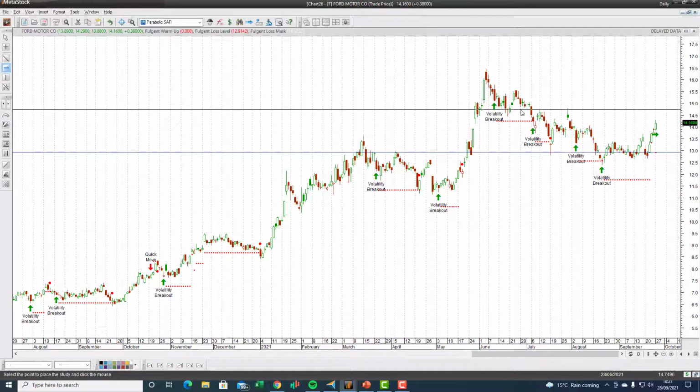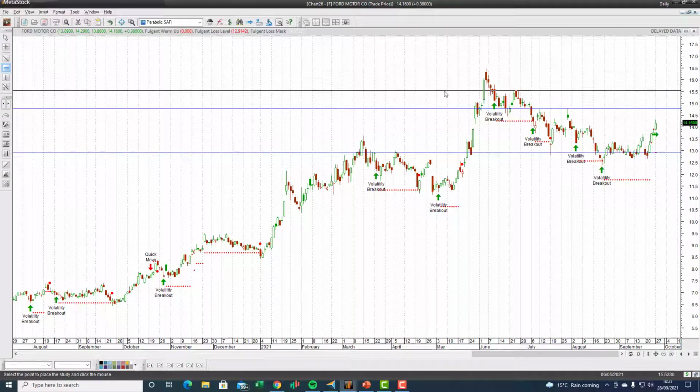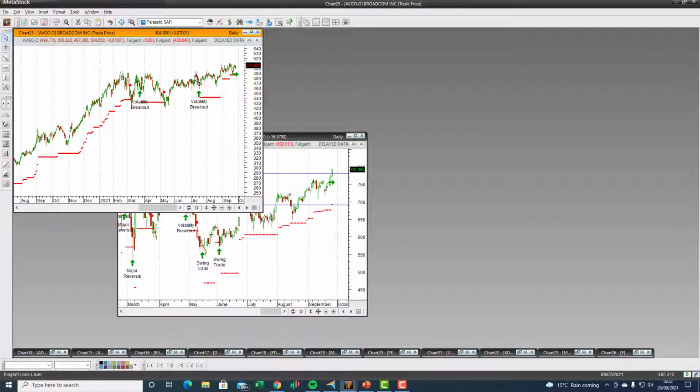And then your resistance zones would be these highs here, as well as those old highs there, and then the ultimate high over there. So that's kind of the steps to watch out for as it navigates this rally up to that zone. And the other one we wanted to look at was Broadcom.